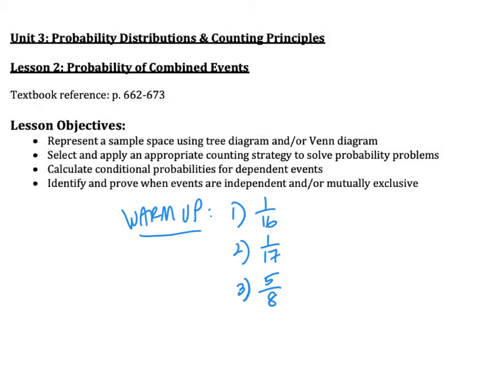We are going to calculate conditional probabilities, specifically for dependent events, and then we are going to identify and prove when events are independent and/or mutually exclusive. So we'll talk about that and those formulas and how to do that.